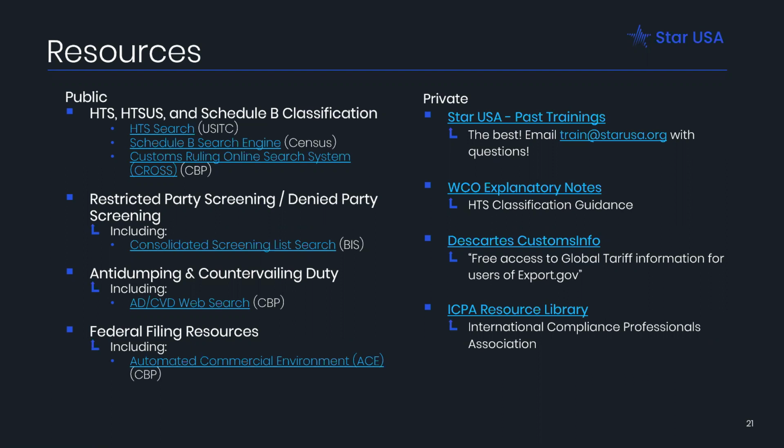The BIS puts out the Consolidated Screening List so that you can search for restricted parties or denied parties or sanctioned parties, however you want to call it. There are like 14 or 15 lists that are consolidated together. You can search all at once. And it does have fuzzy search, which I require my clients to turn on. You can do anti-dumping and countervailing duty searches at the AD/CVD web search.